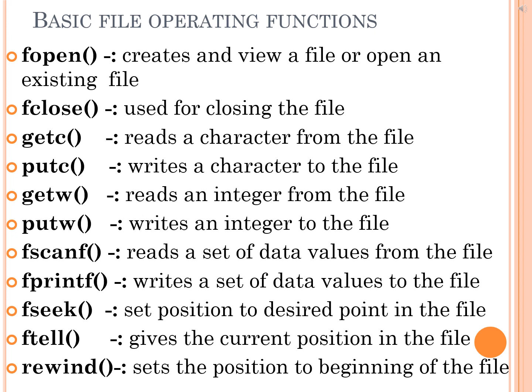fseek to move to the desired, particular location in a random file. ftell gives the current position, the pointer or location in the file. rewind sets the position of the pointer to the beginning of the file. There are many other functions, but these are the basic important functions I have described here.